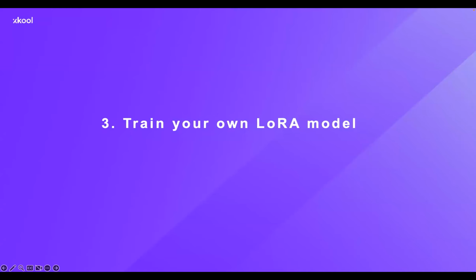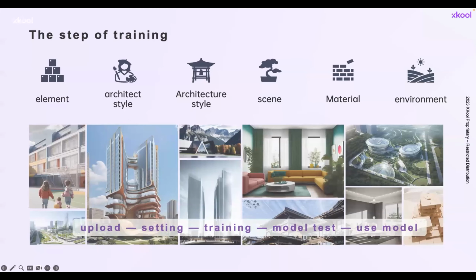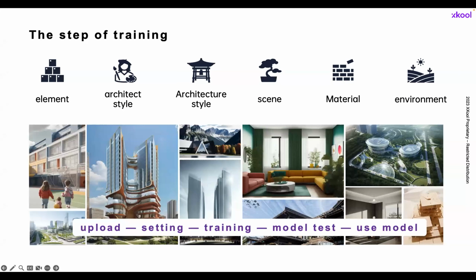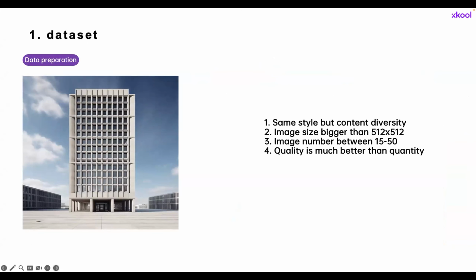And how to train your own LoRA model. First of all, you should understand what kind of style can be trained. On our platform, we can train elements like the architecture style, things, materials, and the environment. These kinds of things you can train into a LoRA model. The steps are: first, upload your dataset, give some settings, train and test, and then you can use your model. It's quite simple. First of all, we will talk about how to prepare your dataset.